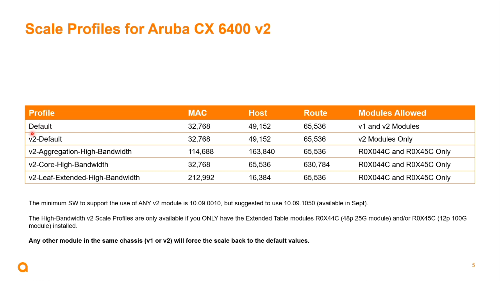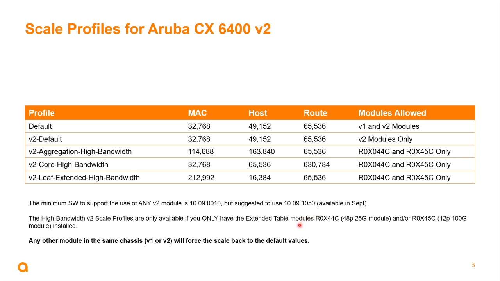Now, you can apply these 3 different profiles, but only when you're using the 44C and the 45C line card modules. And you can see that we can vary the type of MACs, hosts and routes depending on the profile, and you can see it's much more increased. We recommend that you use 10.9.1050 when using the version 2 modules, which is available later this month in September 2022.